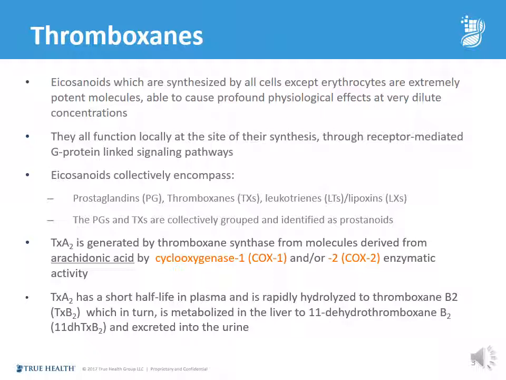Thromboxane A2 has a very short half-life in plasma and is very rapidly hydrolyzed to thromboxane B2, which in turn is metabolized in the liver to 11-dehydrothromboxane B2, abbreviated as 11-DH-TXB2, which is then released to the plasma, filtered through the kidney, and excreted into the urine. So, 11-dehydrothromboxane B2 is a metabolite of thromboxane B2, which is converted from thromboxane A2.